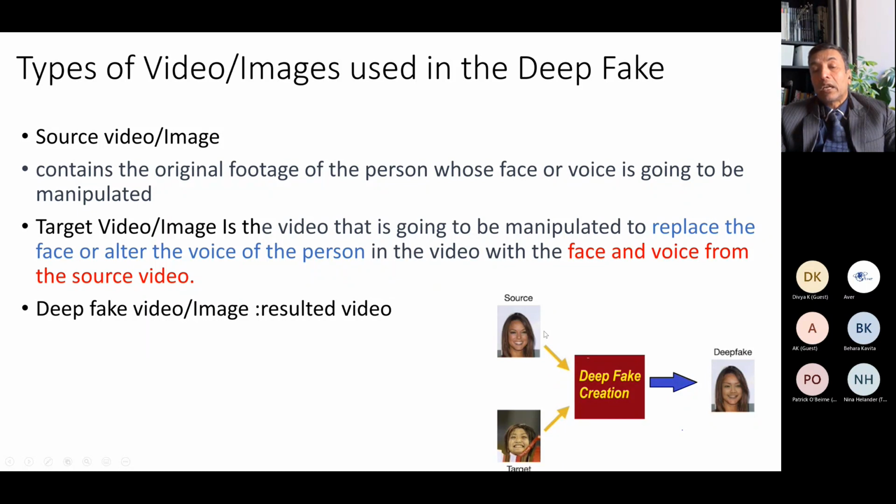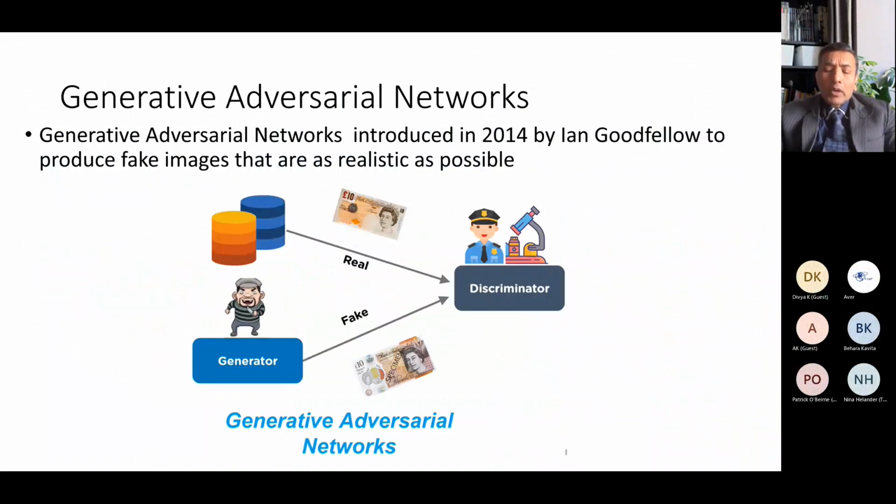For example, in this particular case, I have got a source image and a target image. And with the help of some algorithm, for example, GAN, I have created a deepfake, which is something mapped on the target image. So what is a generative adversarial network? This is the main algorithm, basically the pioneer of today's modern deepfake content. It was developed sometime in 2014.